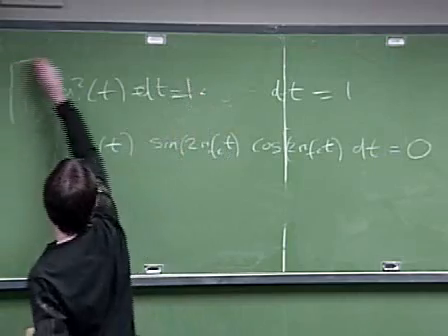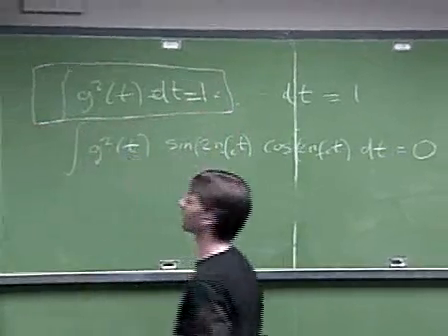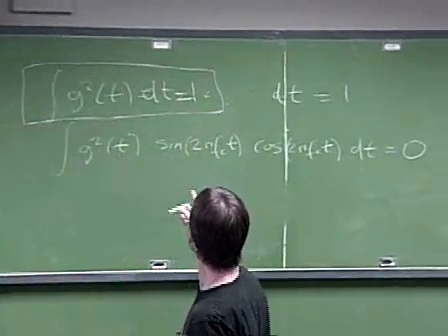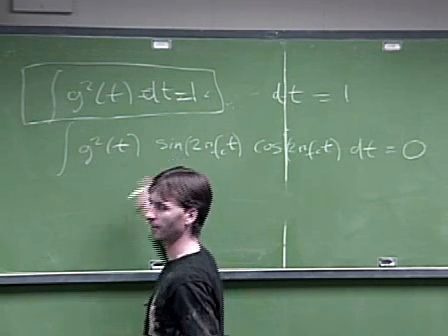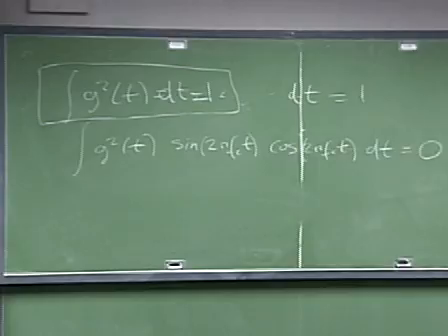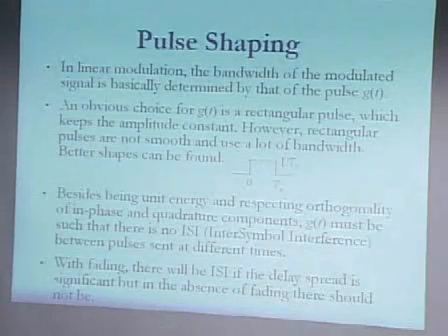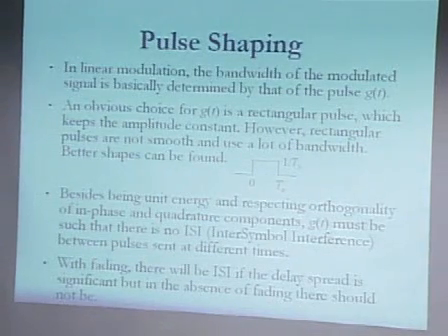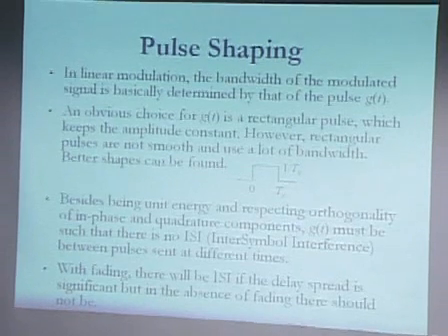Don't take my word for it, but this is equivalent. And this one is always satisfied. So we want to make sure that it's unit energy. And we want to try to make it as compact as possible in the frequency domain, so it uses as little bandwidth as possible. And very important, we want to ensure that there is no intersymbol interference. Remember we talked about this before? We want to make sure that adjacent pulses don't interfere with each other.